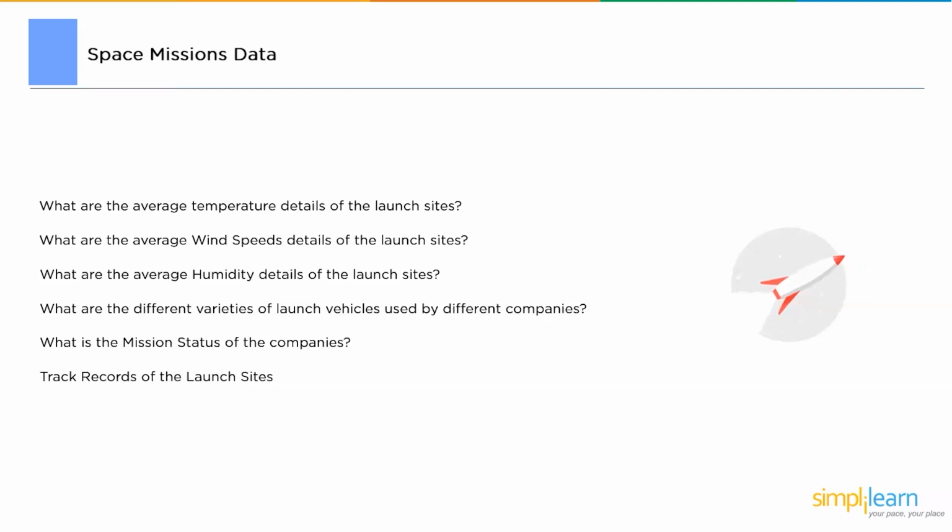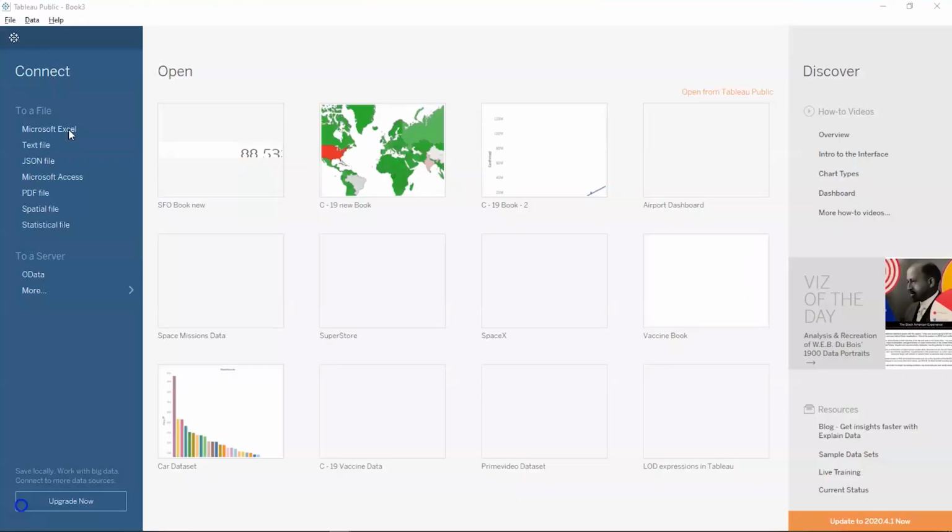Next, in the last query, we have the track records of launch sites. What are the track records? What are the successful launches? What are the failed launches? What are the satellites launched by different companies, etc.? We'll have a complete track record of all the launch sites which are available in our dataset. Now, without further ado, let's get back to Tableau and start the project.